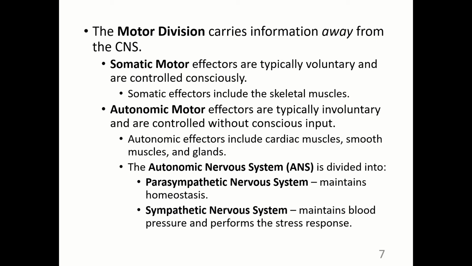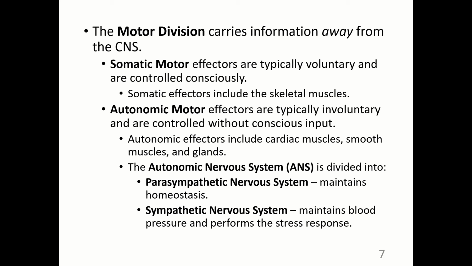The motor division carries information away from the central nervous system. Somatic motor effectors are typically voluntary and are controlled consciously. Somatic effectors include the skeletal muscles. Autonomic motor effectors are typically involuntary and are controlled without conscious input. Autonomic effectors include the cardiac muscles, smooth muscles, and glands.